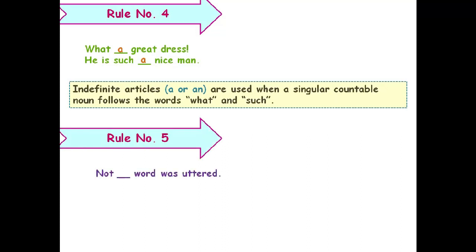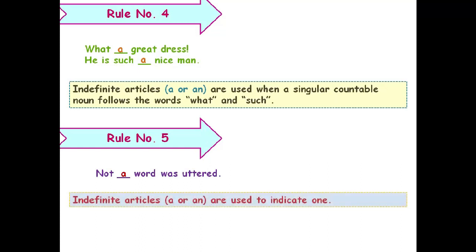Not dash word was uttered. Try answering this one. Yes, the answer is: not a word was uttered. Uttered means spoken. Why have we used a over here? Because indefinite articles a or an are also used to indicate one. So when I say not a word was uttered, it means not a single word was spoken. When I'm stressing on the number 1, I will use indefinite articles a or an.